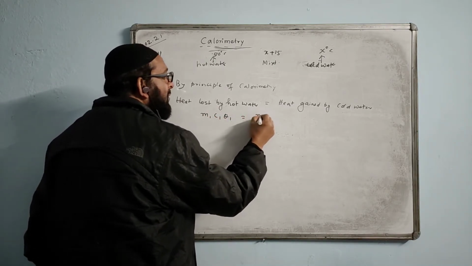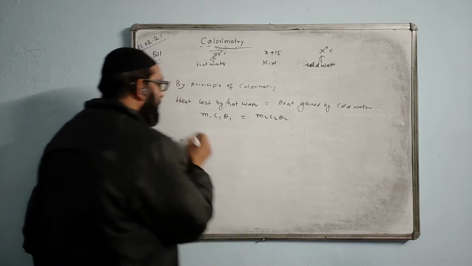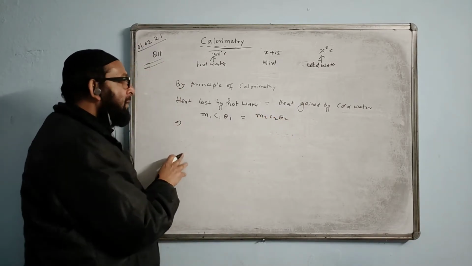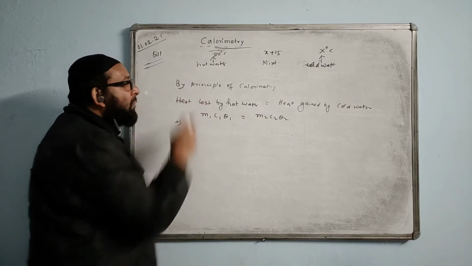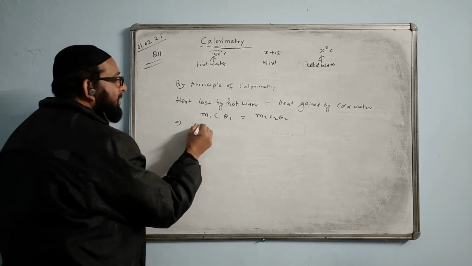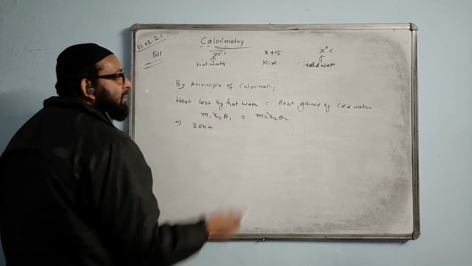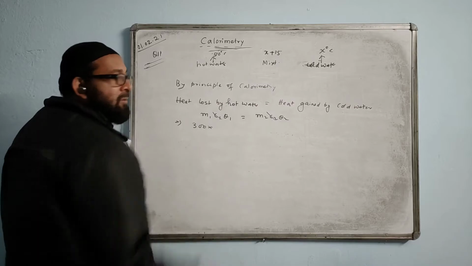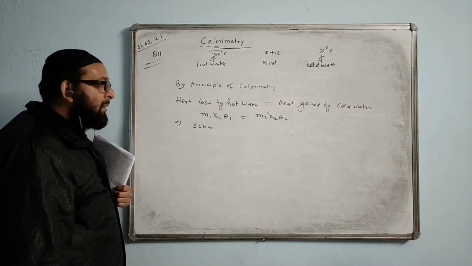M1 C1 theta 1 is equal to M2 C2 theta 2. Good. Now I put the value. Mass of the hot water given in the question is 300 grams. So 300. C1, C2 we can cancel because both of them are water. This is also water, that is also water. Cancel. They are the same thing.